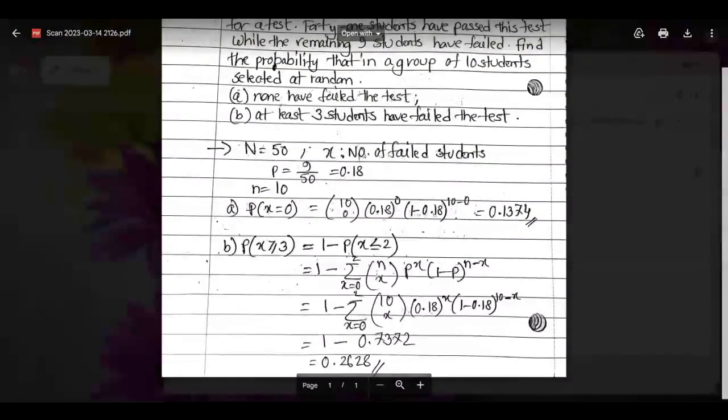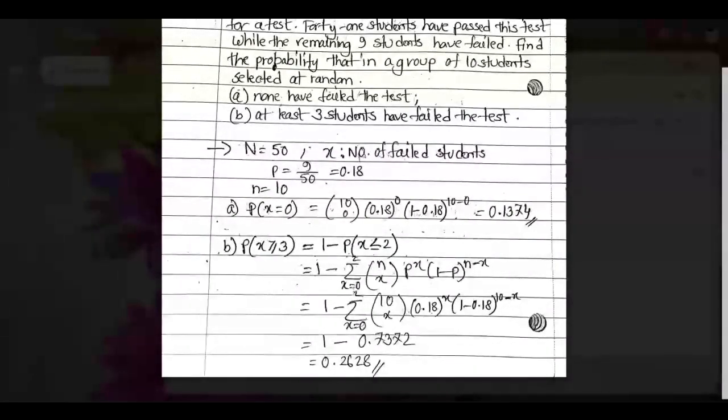And question B says at least 3 students have failed the test. So the probability that x is greater than or equal to 3 equals 1 minus the probability that x is less than or equal to 2. So we find 1 minus the summation of the formula for x from 0 to 2.